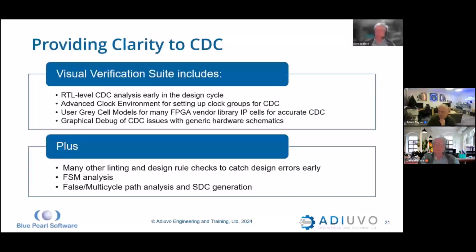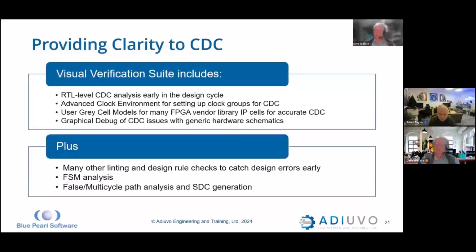You can also use the user gray cells for your own IP or for third-party IP that hasn't been characterized. You can work with the supplier of that IP to see if they can provide a user gray cell for you. And we do graphical debug of CDC issues with generic hardware schematics. And of course, we are tracking what's going on with the Accellera standard. We've, as I said, been part of that from the beginning. Our intent is to be able to support certainly the CDC features as we're rolling them out one at a time, and obviously track what's going on with the rest of the standard and support that as it becomes relevant to our customers. But we also have many other linting and design rule checks.